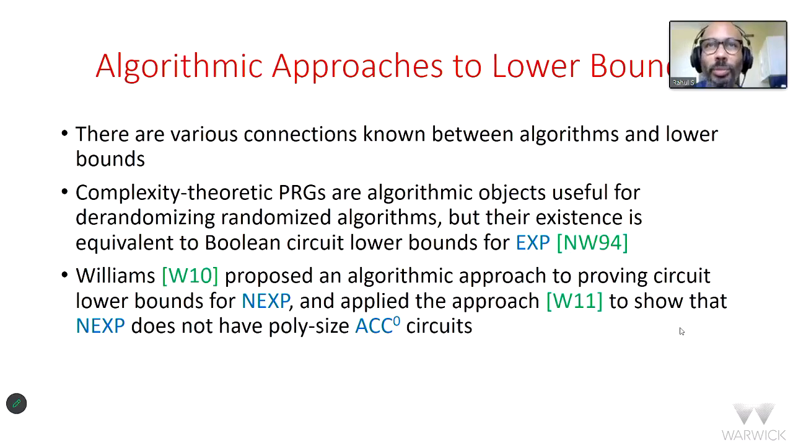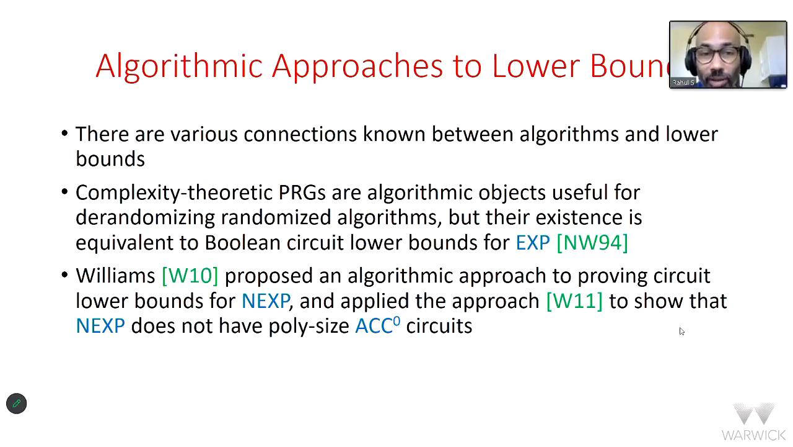This seems paradoxical at first because the lower bound shows that the algorithms don't exist. But in fact, in complexity theory, there are many instances of this phenomenon where there are equivalences between algorithmic results and lower bound results. So, for example, complexity theoretic pseudorandom generators are algorithmic objects, but their existence is equivalent to Boolean circuit lower bounds for EXP. This is due to Nisan, Wigderson and several works after that.